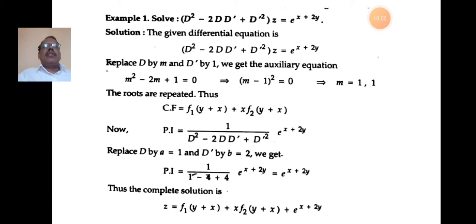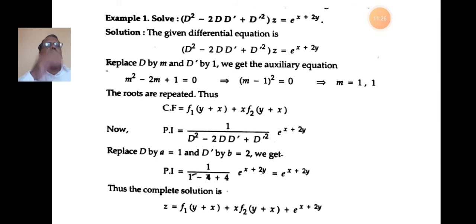Therefore the complementary function is given by f1 of (y plus mx) plus x into f2 of (y plus mx). So y plus m is 1, giving y plus x. This is a very simple problem. We get the values of m as 1, 1 and they are equal. So the complementary function is f1 of (y plus x) plus x into f2 of (y plus x).